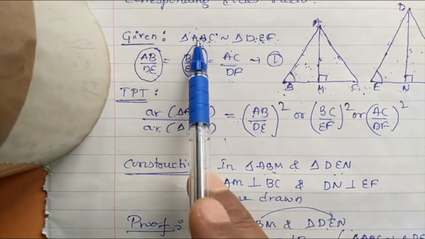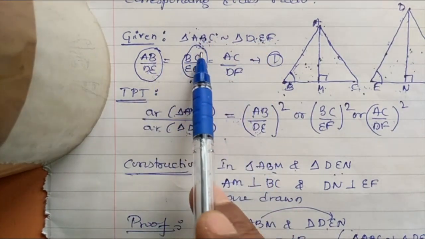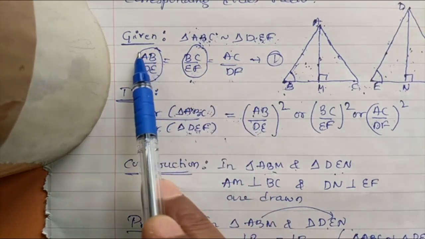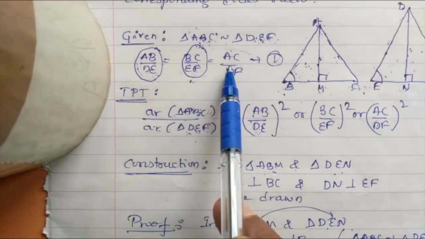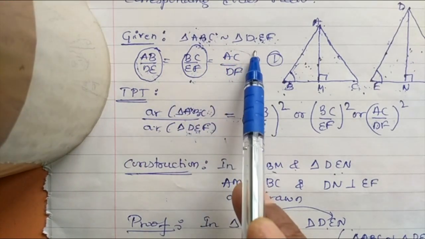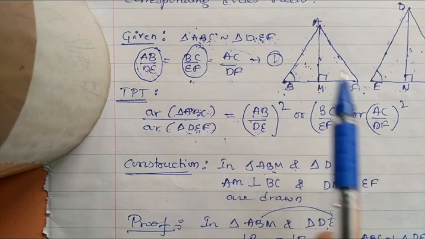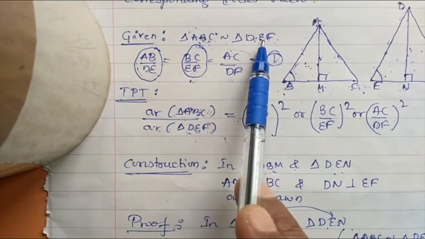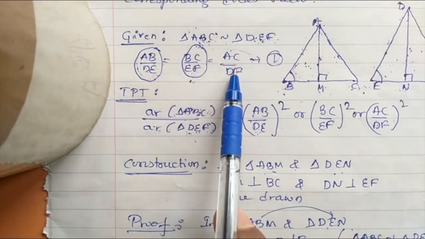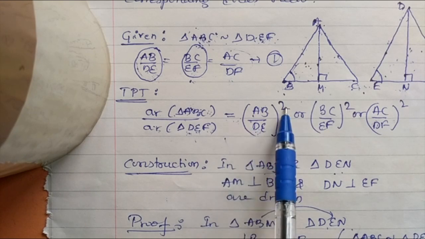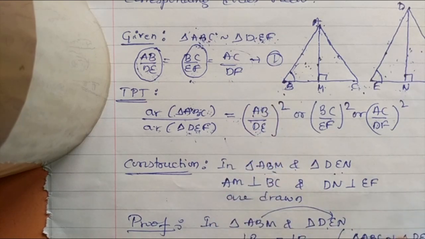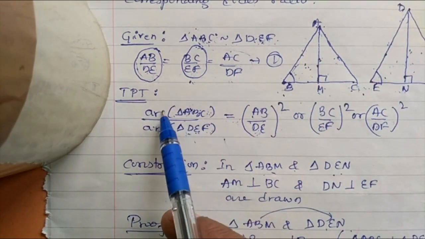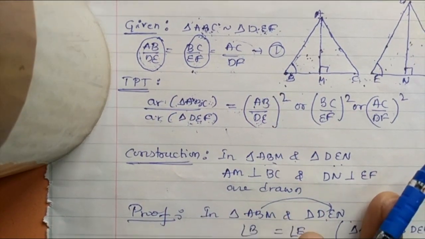AB and DE are corresponding sides, BC and EF are corresponding sides, AC and DF are corresponding sides. This is only the corresponding sides ratio. For these three corresponding sides ratios, we go for squaring, then we will get those two triangle areas. So if you want to write the areas of these two triangles, take any one ratio and go for squaring only during the areas. If you don't want areas, just write the corresponding sides ratio. If you want areas, go for the square of that.